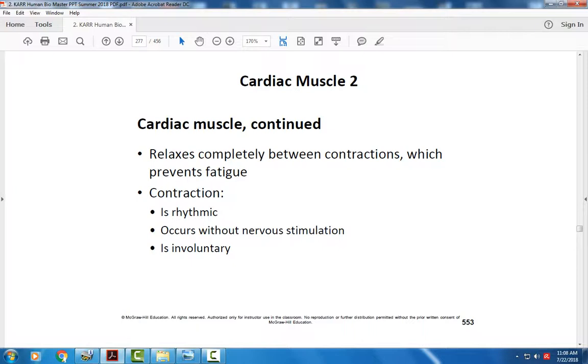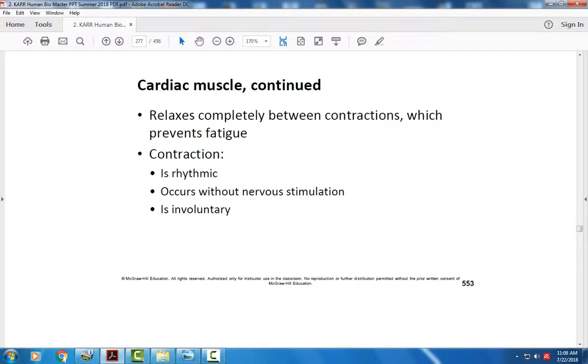And again, it's involuntary, and it can contract without a nervous system stimulus. So some of the muscle cells in the heart that make up the SA node, AV node, we talked about that with the cardiac system in the beginning of the semester, they can generate their own impulse. So we can take the heart out of the body, transplant it to a new person, and that heart will contract all on its own without nervous system input.